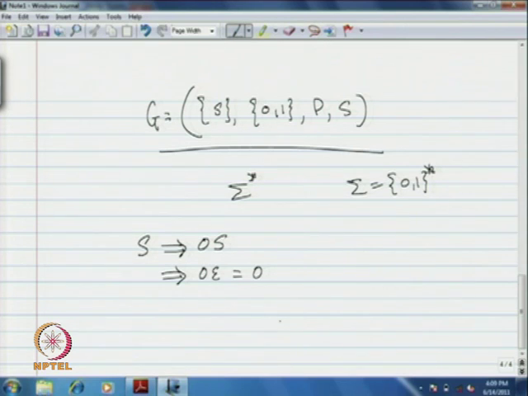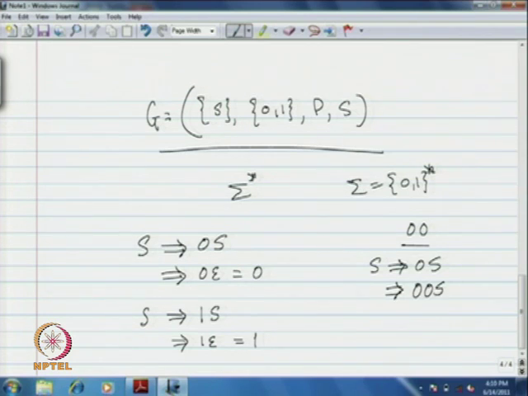That means you are generating certain strings through these rules. Similarly, by using the second rule, one can derive 1 S, and applying the third rule, you get simply 1. So, 0 can be generated, 1 can be generated. If you want 00 to be generated, consider the first rule once, you can derive like this, and then you apply once more the first rule, you can generate the string 0 0 S. Now, if you apply the third rule, 0 0 epsilon, the empty string epsilon, that is essentially 00. So, 00 can be derived.